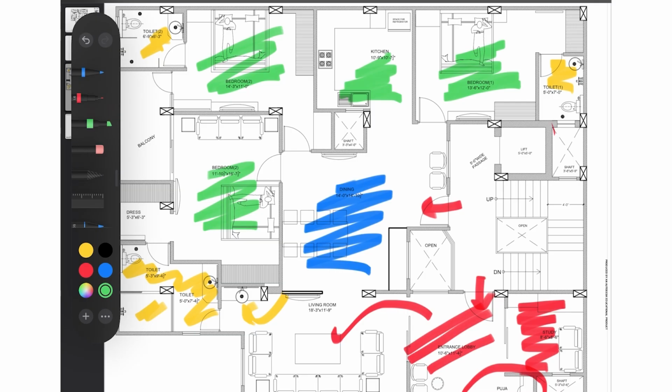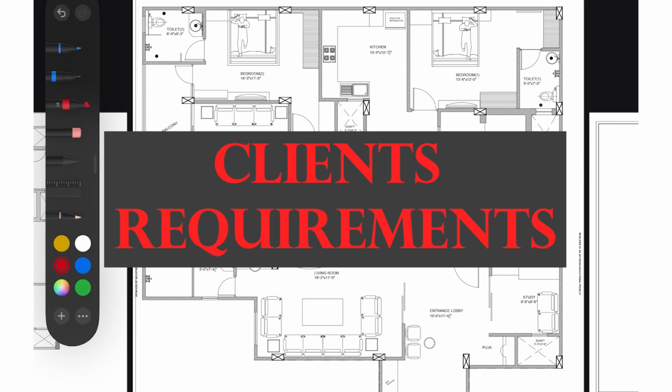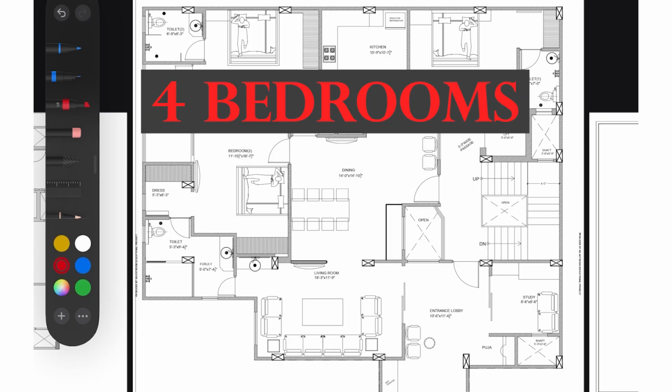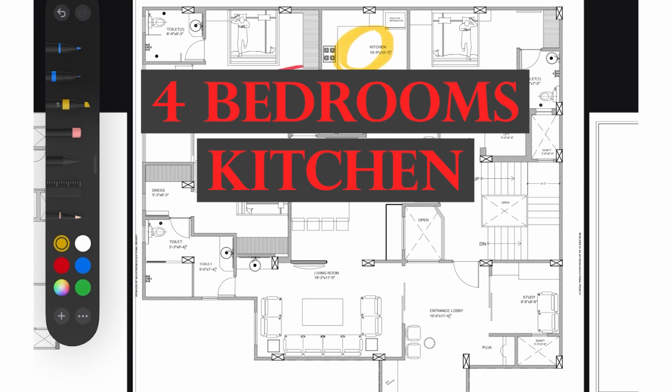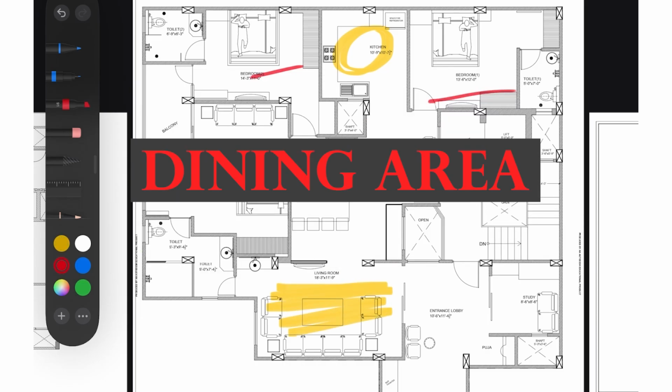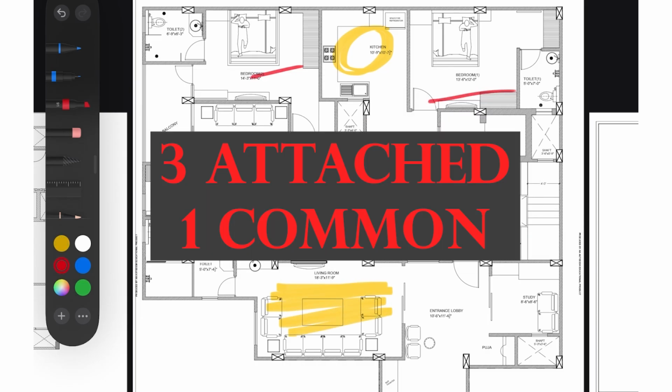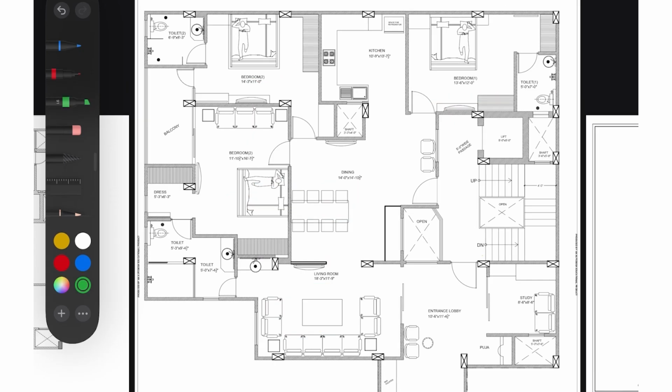Now let's see what is not working as per interior. While discussing their requirements, the client told me that they wanted to have 4 bedrooms, one very good kitchen, one proper drawing area, one dining area and 4 washrooms, 3 attached and 1 common. Now let's see what is not working in this layout.